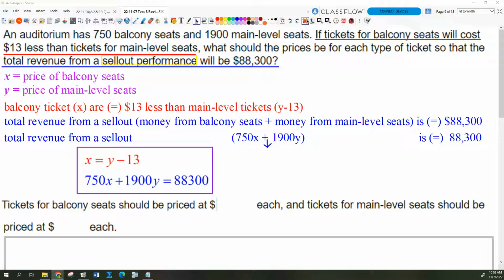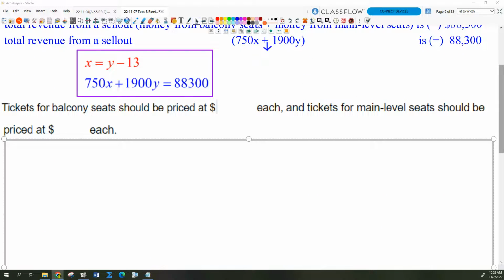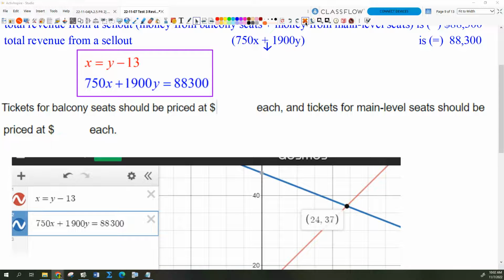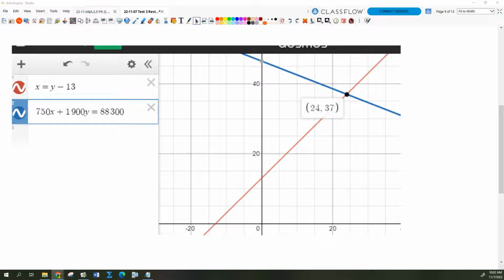You guys can do this with Desmos, right? I'll give you technology on all the word problems. So you could just graph those 2 equations, and let's see, what's that look like if we do that? Looks like that, right? And I'm going to have to probably zoom out a little bit to see that, but there it is. My intersection is at (24, 37). So what's that telling us? $24 for a balcony seat, $37 for a main level seat. Okay, it's telling me the values of X and Y, right? Is that what you said?